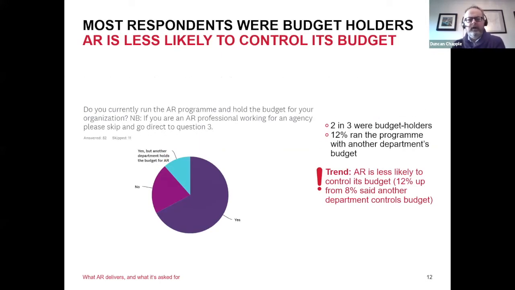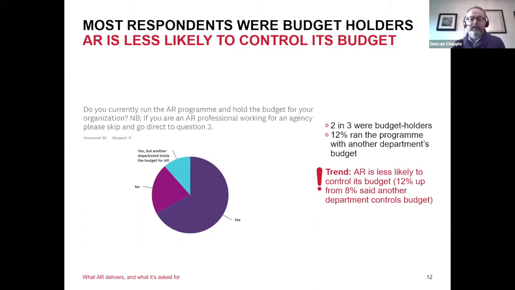What we have seen, though, is that the analyst relations budget is moving slightly. So we asked people whether they hold the budget for their organizations. Obviously, this is only a question that the 52 in-house people could take. The 11 people on the agency side had to skip it. But what we saw, 2 in 3 people were holding some budget.